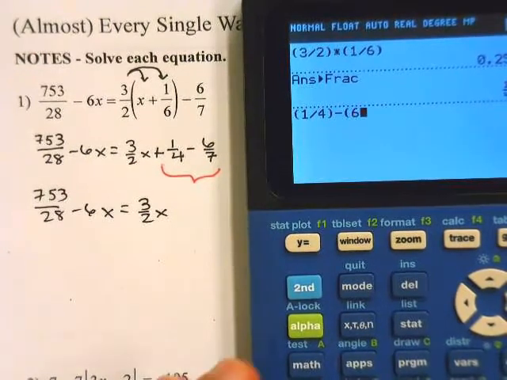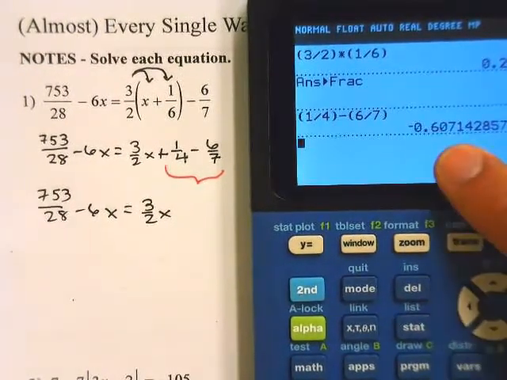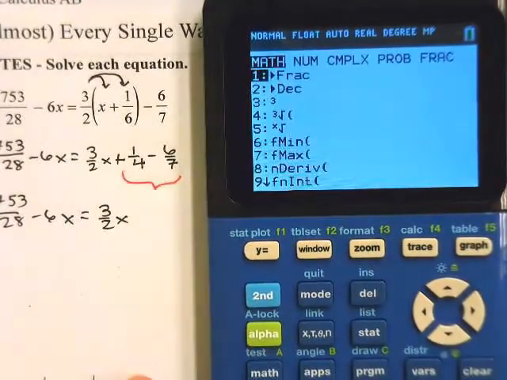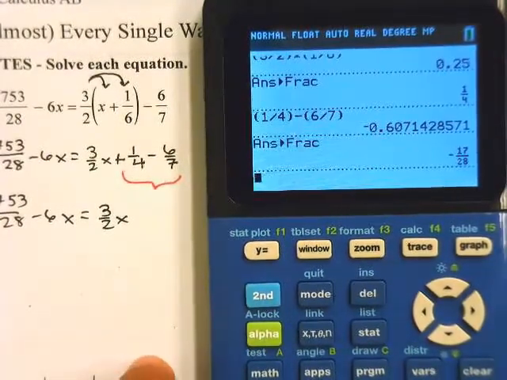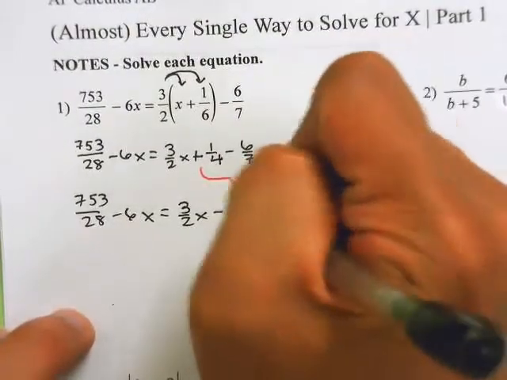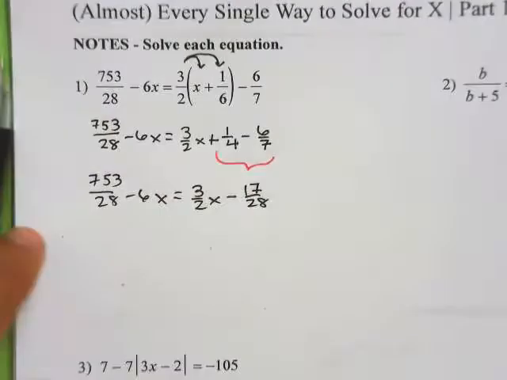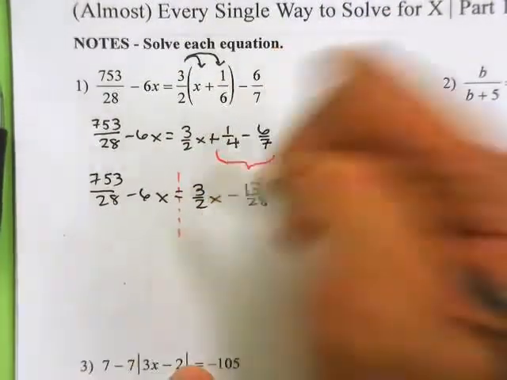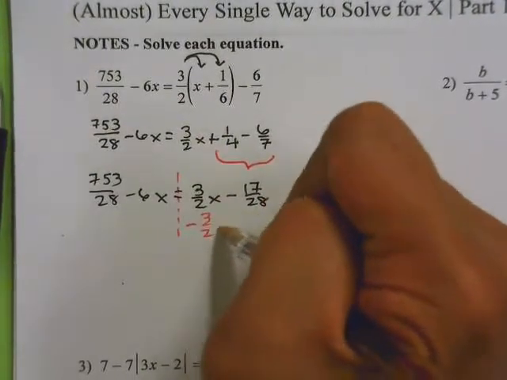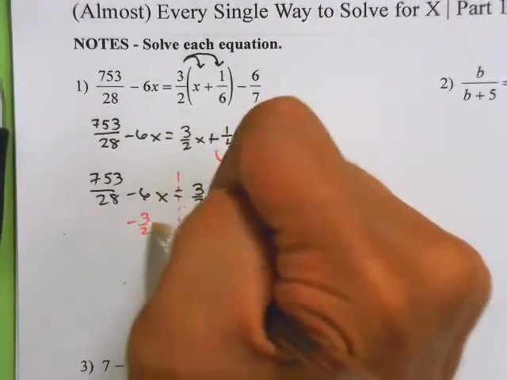1/4 minus 6 divided by 7. Okay, I will probably not want to use that number, so let's just change that into a fraction. Negative 17 over 28 looks a little bit doable. So minus 17 over 28. From here, we're going to start transferring. I like to put all the x's on one side and all the pure numbers on the other. So I'm going to subtract 3/2 x on both sides.